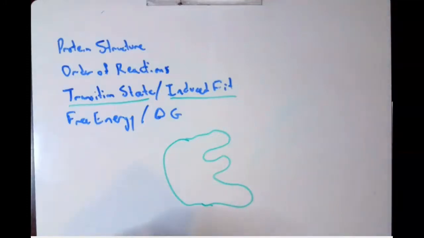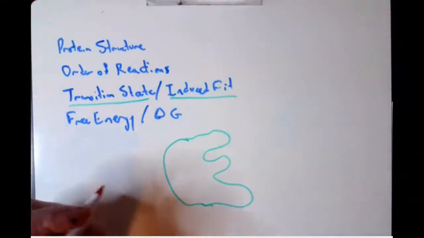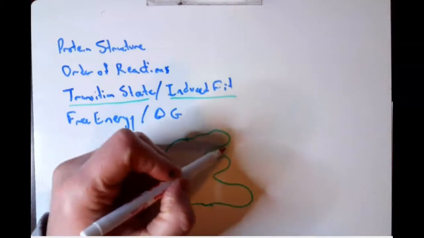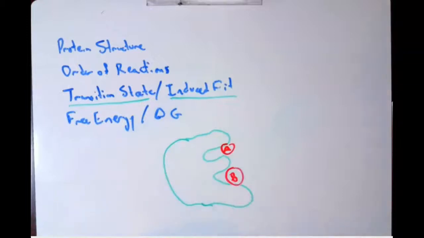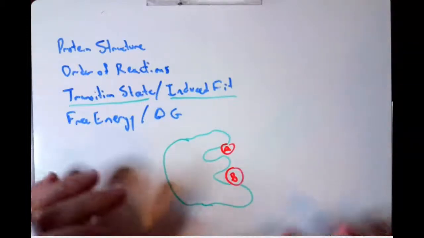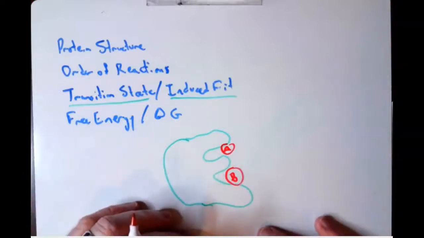So let's go back to our example as A and B coming together to create C. So A fits into the active site here, and B fits into the active site here, let's say, as well. Now that's our first step. That's enzyme binding to substrate.